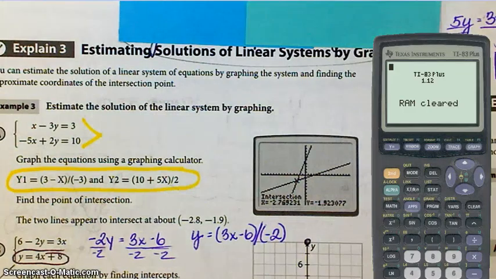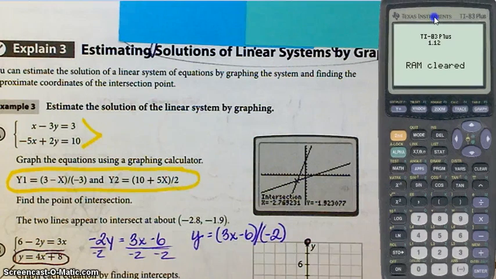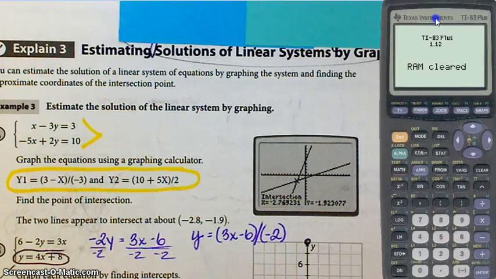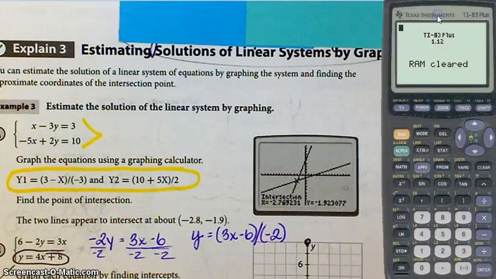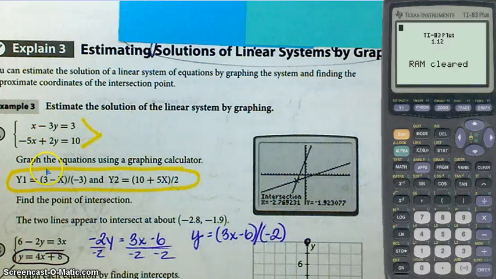All right, I am now on page 408, and we're going to do one of these on the graphing calculator, just so that you can see that, yes, we have a way of, you can do it by hand, certainly. You can just graph everything like we've been doing, but you can also do this on your TI-83. All right, so here's an example. We have these two equations, and it says to graph the equations using a graphing calculator.